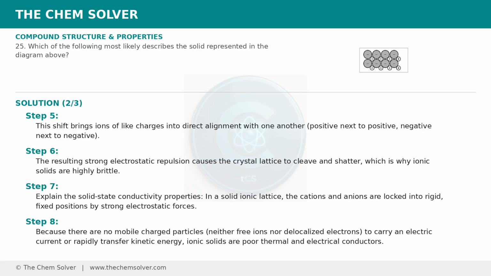Explain the solid-state conductivity properties. In a solid ionic lattice, the cations and anions are locked into rigid, fixed positions by strong electrostatic forces. Because there are no mobile charged particles, neither free ions nor delocalized electrons, to carry an electric current or rapidly transfer kinetic energy, ionic solids are poor thermal and electrical conductors.